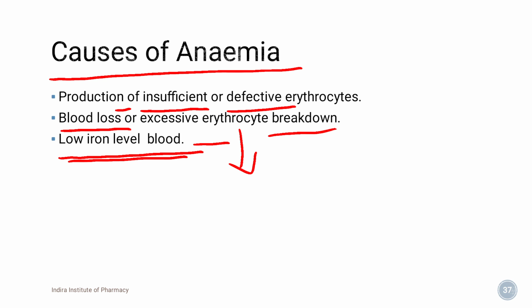Another cause can be depression of bone marrow. Now we know bone marrow is the site where the production of RBCs starts. So if the bone marrow itself has some problem, or if there is some defect in the bone marrow, ultimately the erythrocytes will be less. Depression of bone marrow can be caused by toxins, or by drugs which are used in the treatment of cancer.